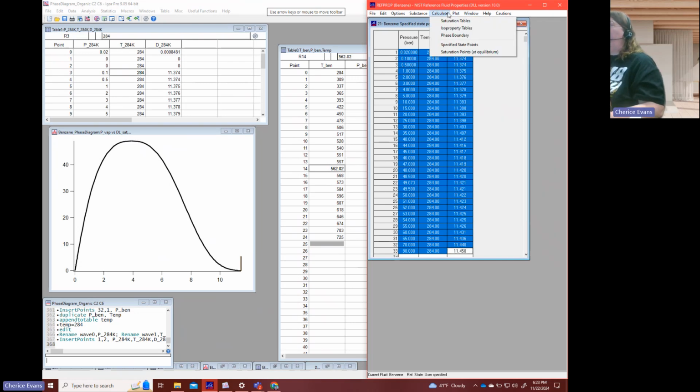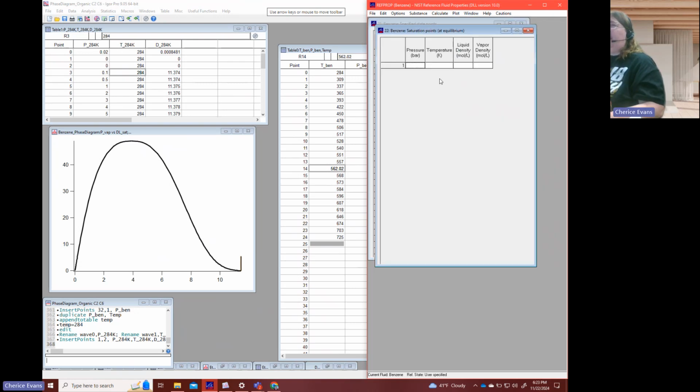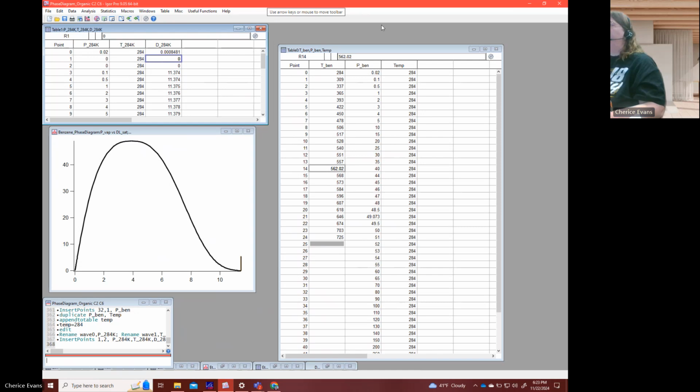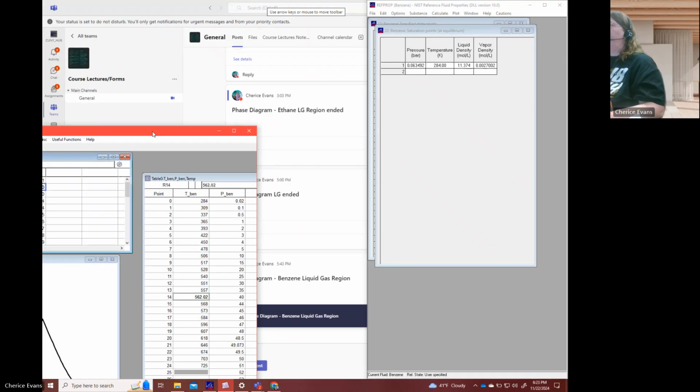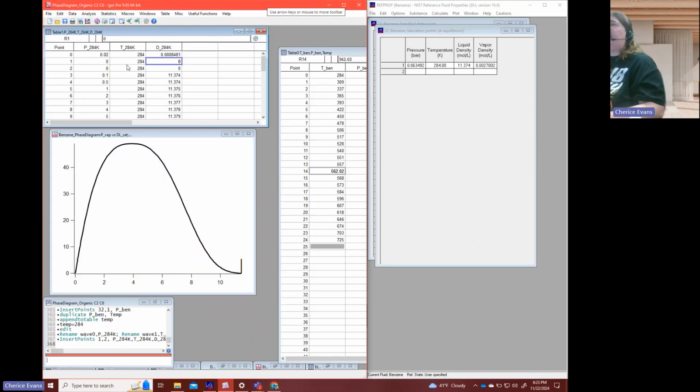So I will calculate saturation points. I want to calculate that at 284. So the pressure is 0.063492, and the density of the vapor is that, and the density of the liquid is that.